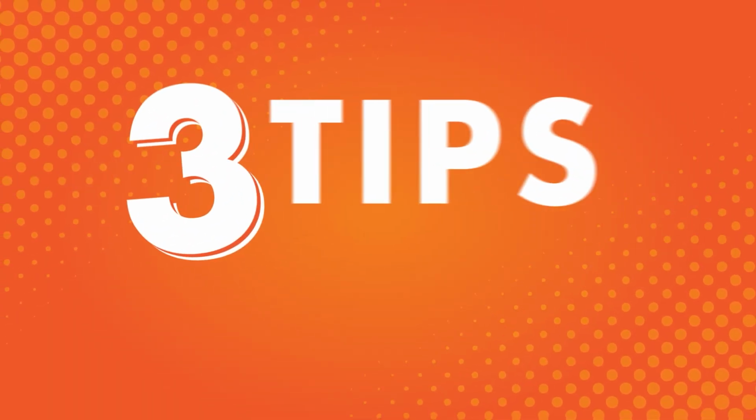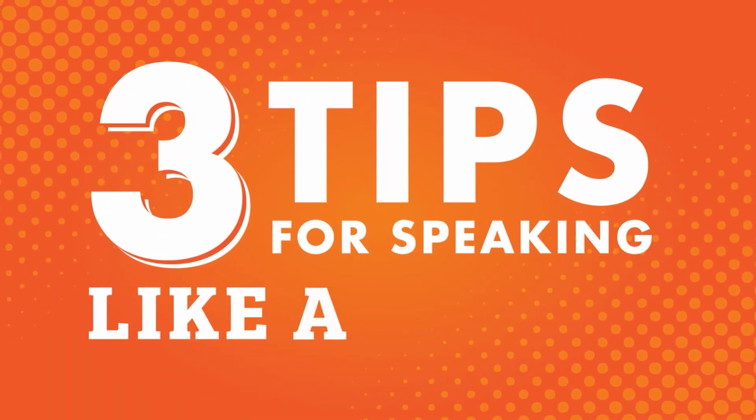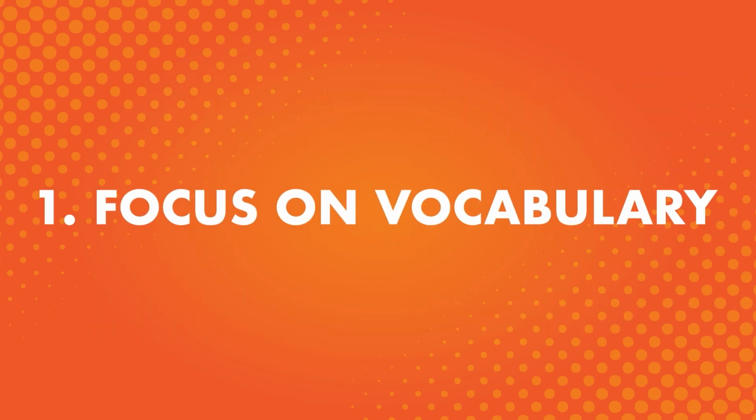That's what we're going to look at today. Here are 3 tips to help you practice talking like a native speaker. Number 1, focus on vocabulary. If your goal is to speak like a native, you might be really focused on speaking quickly or using as many complex grammar patterns as possible.